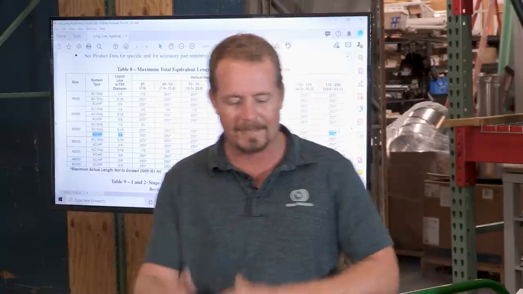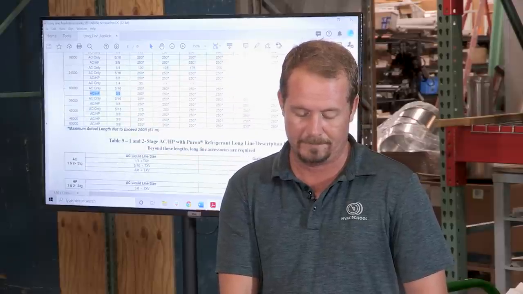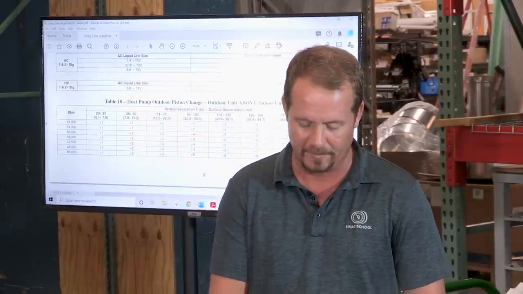Mm-hmm. So this is all about maximum total equivalent length. This isn't about whether or not it qualifies for the long line length accessories or not. We did that in the first chart. That's why they're separate charts. You have your maximum total length, which is how far you can possibly have it based on the size. And then you have the one that we already looked at, which is about, do we need accessories or not? All right, so now, again, two stage, single stage, different applications.